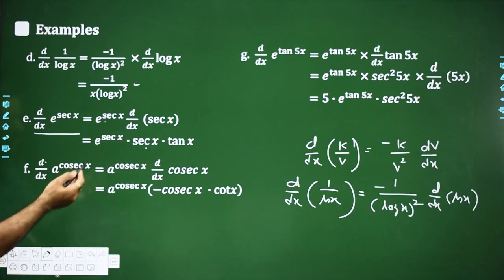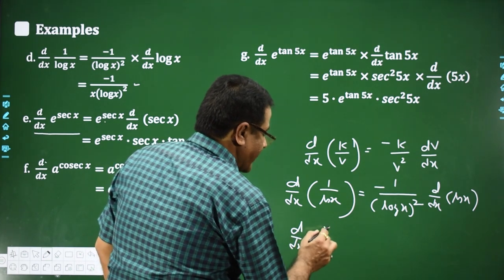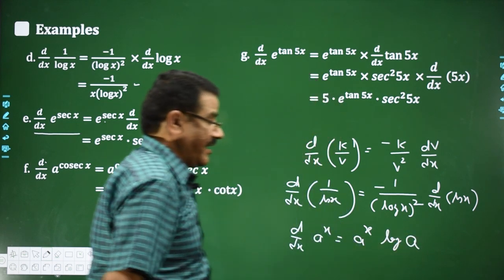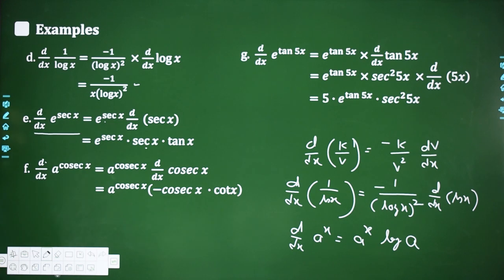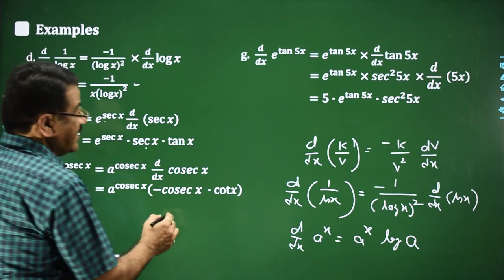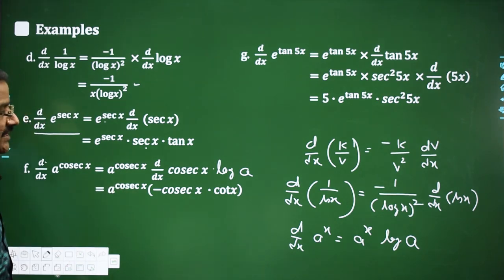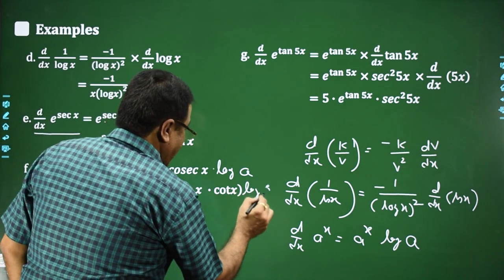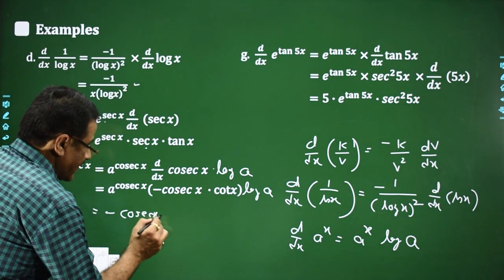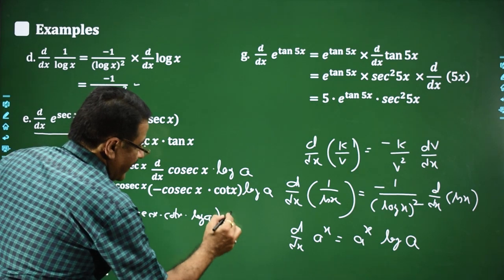Now, d by dx of a raised to cosec x, for that you must know the formula for d by dx of a raised to x. The formula for the derivative of a raised to x is a raised to x multiplied by log of a. Now, instead of x there is cosec x. So, here a raised to cosec x into d by dx of cosec x, and here we also have to write down log of a. So, a raised to cosec x into log of a, this is the answer. So, the final answer can be written as minus cosec x into cot x multiplied by log of a, and then we can write down a raised to cosec x.